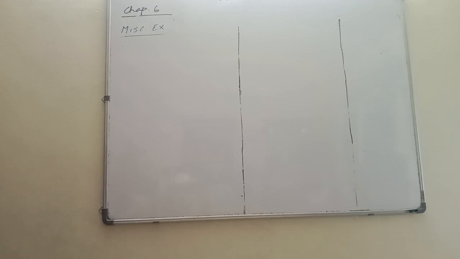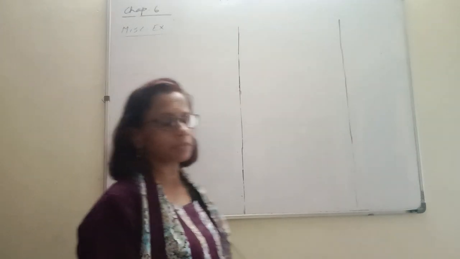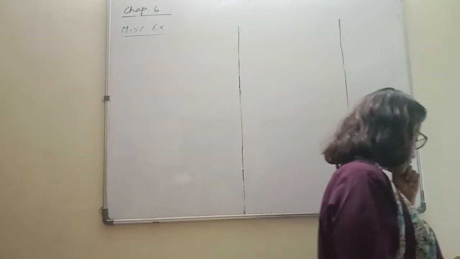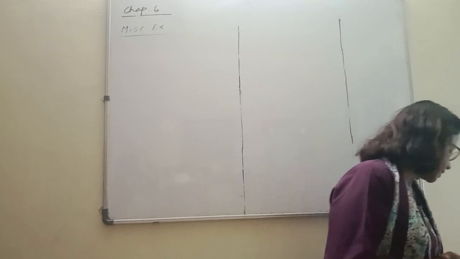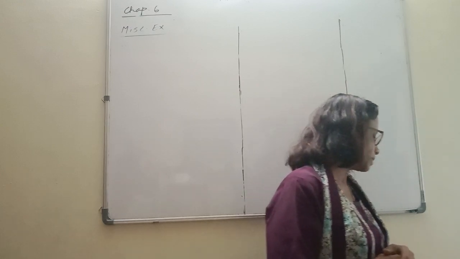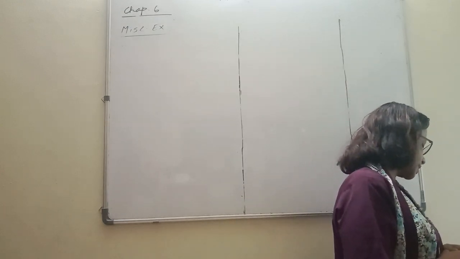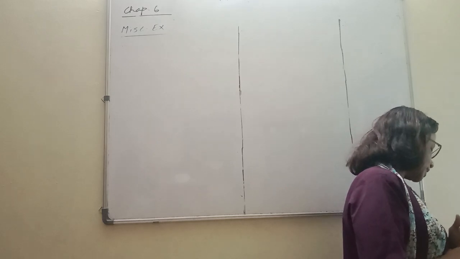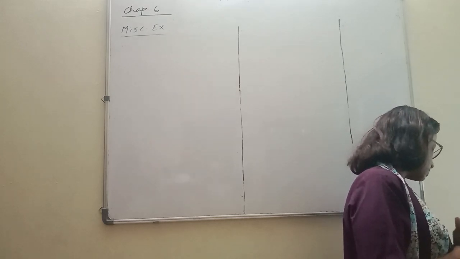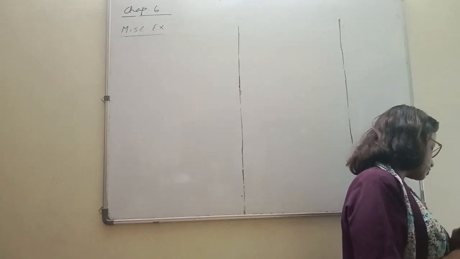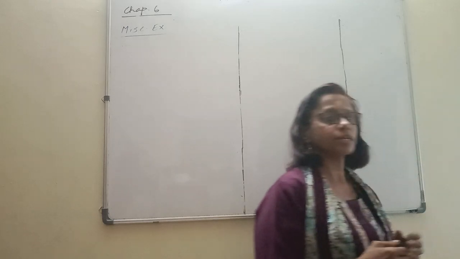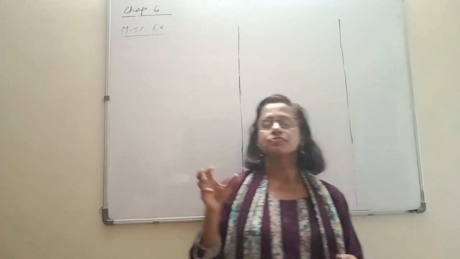Hello folks, let's quickly move to the next problem in the miscellaneous. We had done the ninth problem, now we are coming to the 10th one. It says that the sum of the perimeter of a circle and the square is k, where k is some constant. Prove that the sum of the areas is least when the side of the square is double the radius of the circle. Now this problem is very familiar.